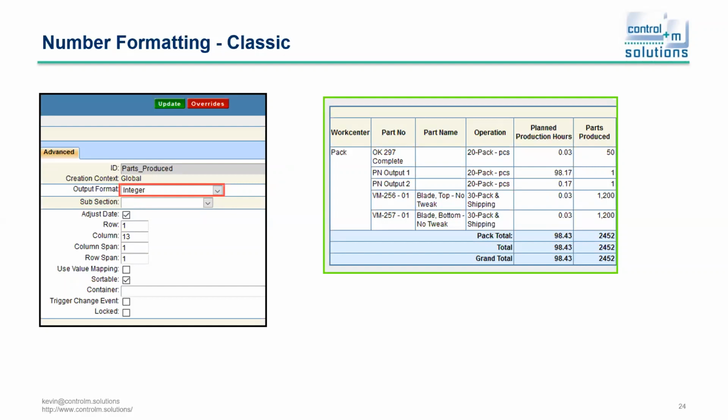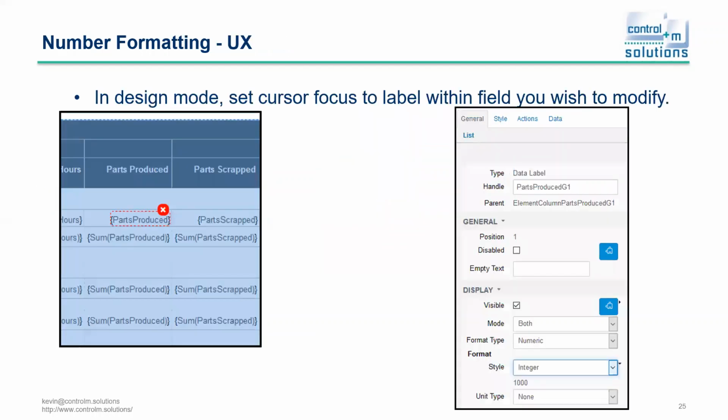Keep in mind on this particular example, we made the change at the field level, and it did not impact the subtotal, what's shown in blue, the 2452 number. So we could do that same change at the subtotal element and make sure that the output format on the subtotal is also set to be an integer.